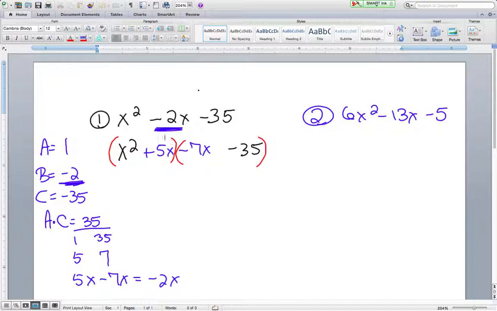Grabbing that negative, and now I'm going to GCF each quantity. It looks like the GCF here is x, so I'm going to factor out an x, and I'll be left with an x plus 5. Here, my GCF is going to be -7, so I'm going to factor out a -7.